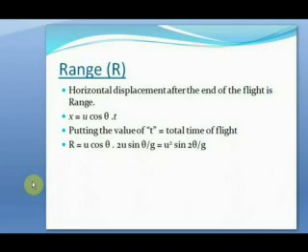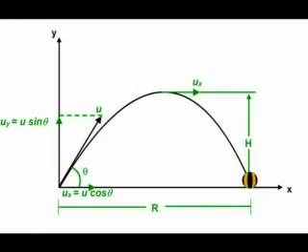Now let's calculate the range of the projectile. Range of the projectile is defined as the horizontal displacement after the end of the flight. So to calculate this, let's see the animation again. As you can see from here, let's say that projectile starts at point P, which is the origin, and after the end of the flight, it is at point Q. So this PQ would be the range of the projectile.